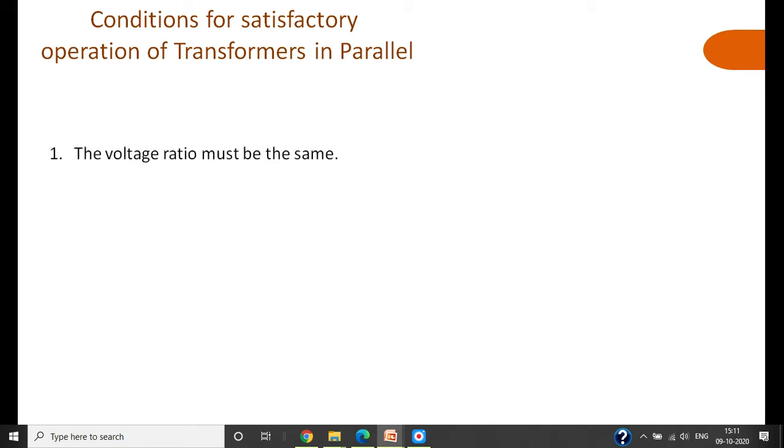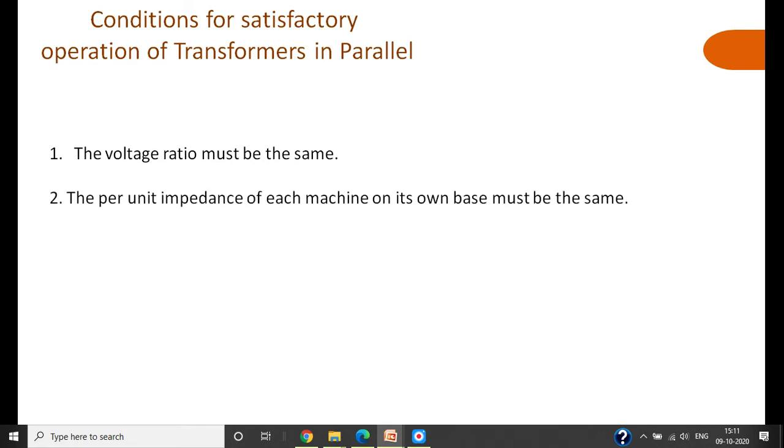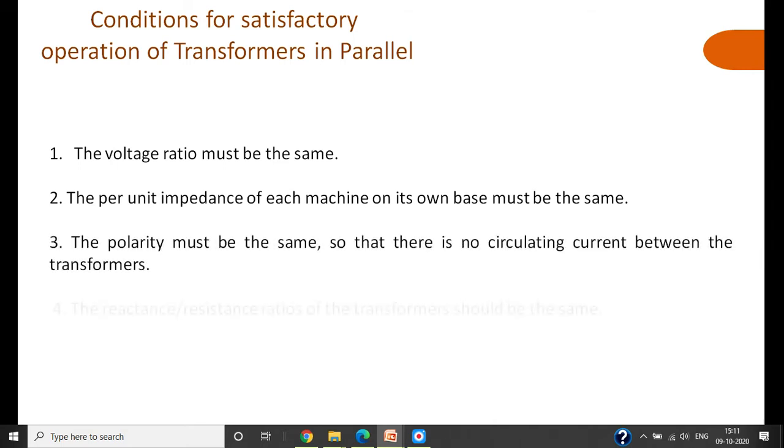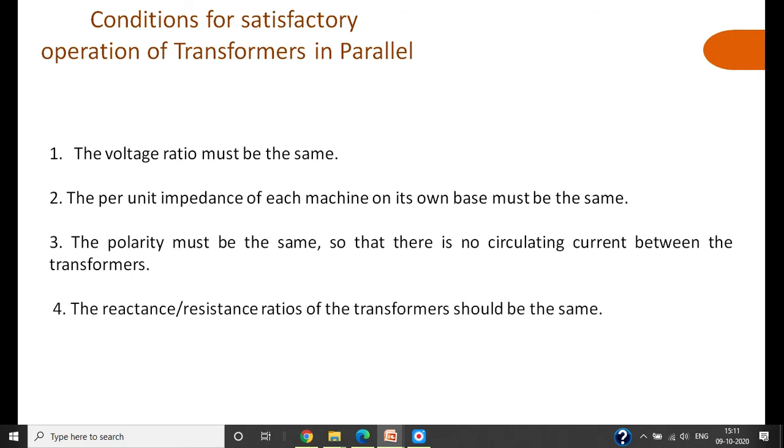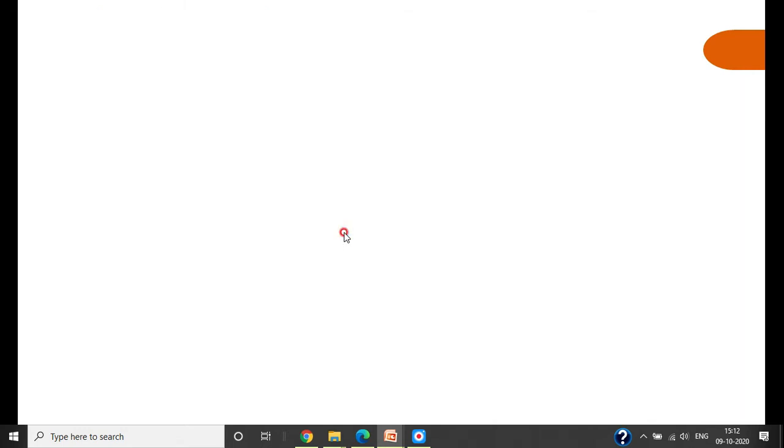Then the conditions for connecting two or more transformers were listed: the voltage ratio must be the same, the per unit impedance of each machine on its own base must be the same, the polarity must be the same, and the reactance by resistance ratio of the transformers should be the same. These are the four conditions to be fulfilled to connect transformers in parallel. Now we will see how the transformers share the load when connected in parallel.